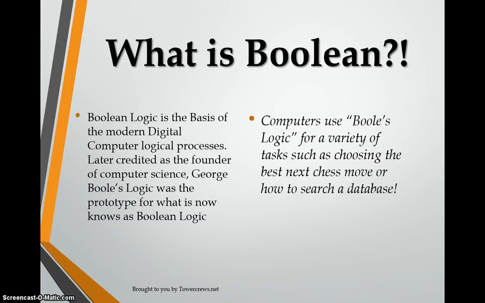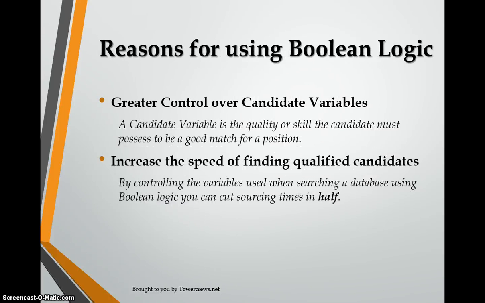Boolean logic is what allows computers to do things like decide what the next best move in a game of chess will be. For our purposes, we use Boolean to tell the computer how we want it to search a database. There are several advantages to using Boolean logic when sourcing TowerCruise. Effective use will allow you greater control over candidate variables, or the qualities and skills a candidate must possess to be a match for the position you are sourcing. The greatest advantage to using Boolean logic is the vast decrease in time it takes to find a qualified candidate.